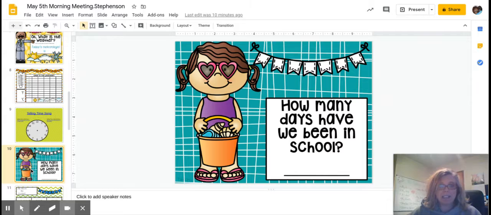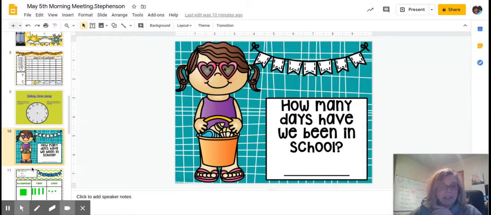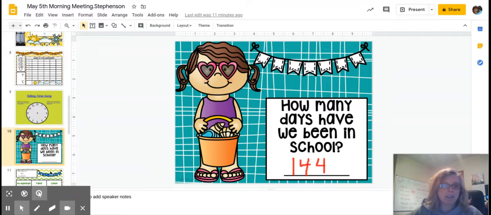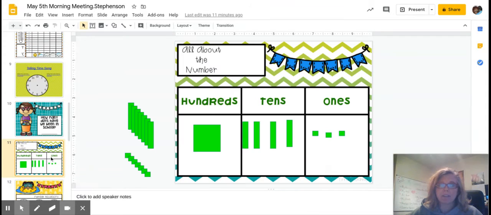All right, how many days have we been in school? Well, yesterday was 143 days, so today is 144 days. So if you take a look at our model, we have 100, 1, 2, 3, 4 tens, which is 10, 20, 30, 40. And right now we have 1, 2, 3 ones, so we've got to move one more over to make this 144. All right.